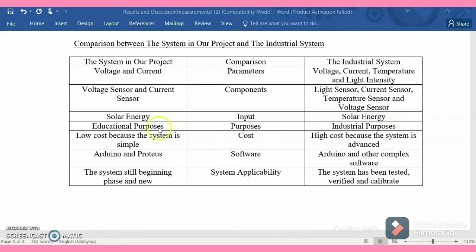Next is the purpose. We create this system for educational purpose, while the industrial system creates the system for industrial purpose. Next, about the cost. Our project is low cost because the system is simple, while the industrial system is high cost because the system is advanced. Next, we use software Arduino and Proteus, while the industrial system uses Arduino and other complex software. Lastly is the system applicability. The system is still in beginning phase and new, while the industrial system has been tested, verified and calibrated.